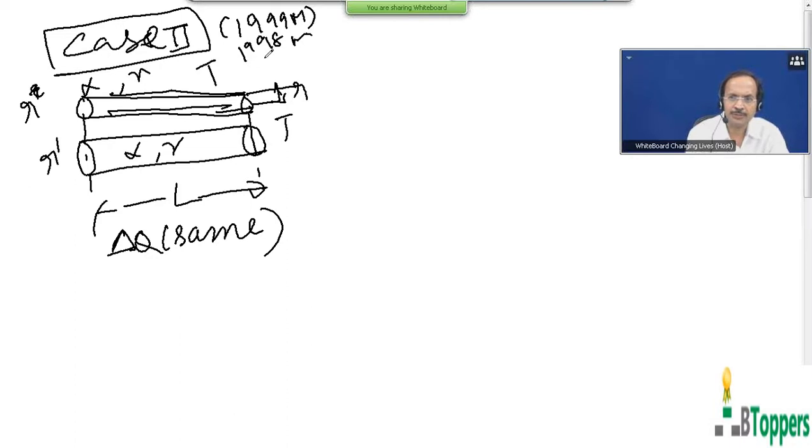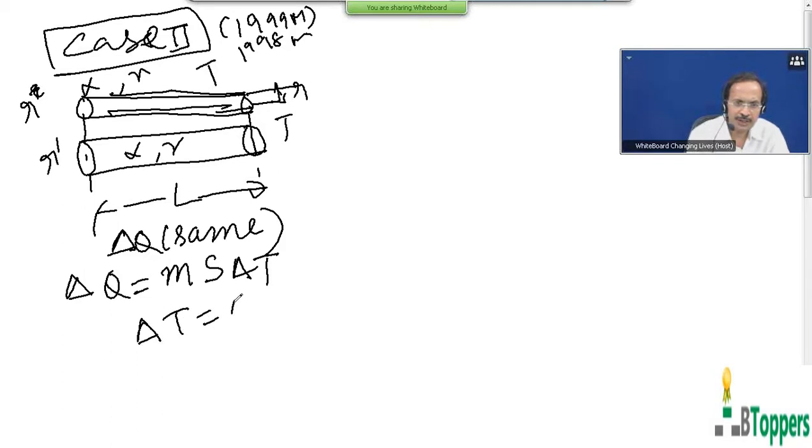As I told you, in one of the previous answer papers you are asked which rod will expand more, I mean, which rod will have greater elongation. Now, heat energy absorbed by a uniform solid can be written as the product of the mass of the solid, the specific heat of the solid, and the increase in the temperature of the solid. So here, delta Q can be written as m S delta T.